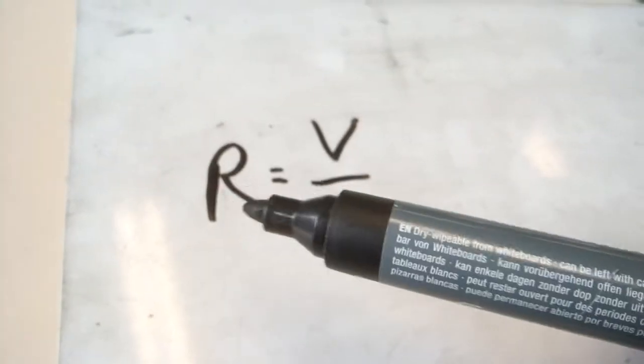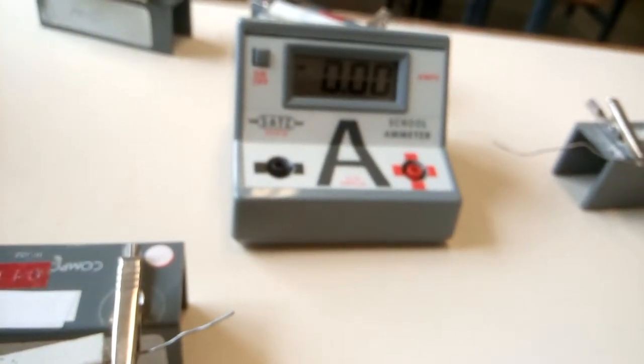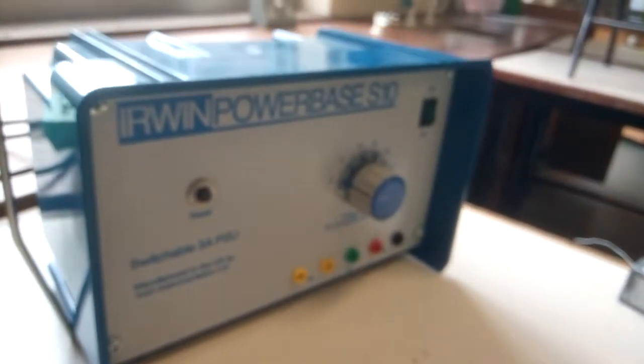So to be able to find the resistance, we need to measure potential difference. Great, we've got our voltmeter. And we need to measure current. Great, we've got our ammeter. Okay, so I'm going to use a power supply today. I'm going to use one of the power packs. You might be using battery packs, absolutely fine. It doesn't matter which one you use.